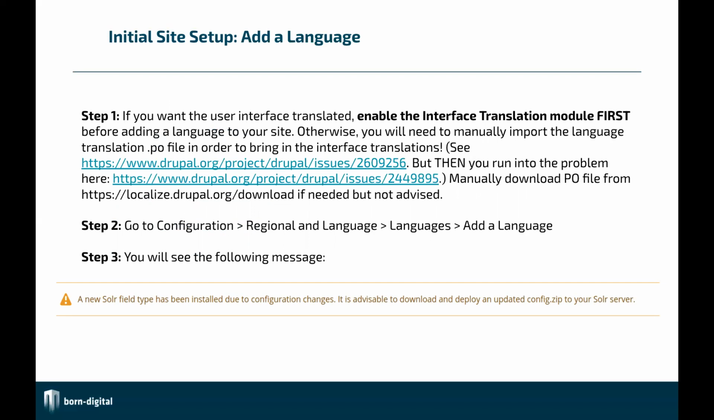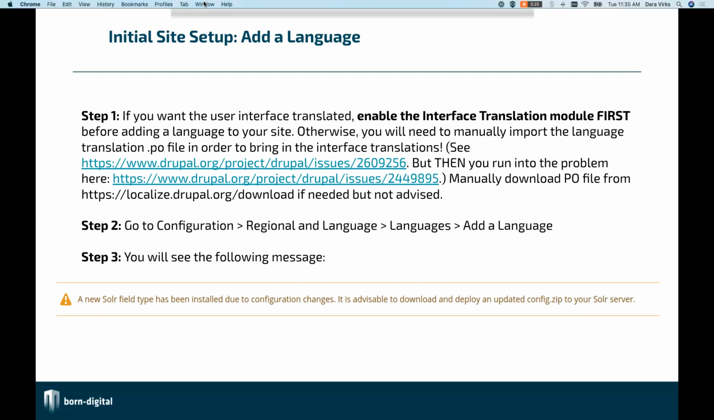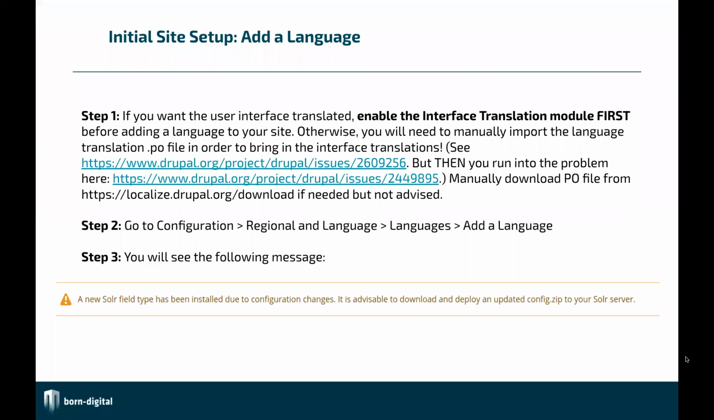When you go to enable these modules, make sure you enable the interface translation module first. It's an order of operations for whatever reason. And it's mentioned in these links here. For the PO file, you want it to have the original URL that it points to, so it can update as new updates come out, and they do pretty much come out almost daily.